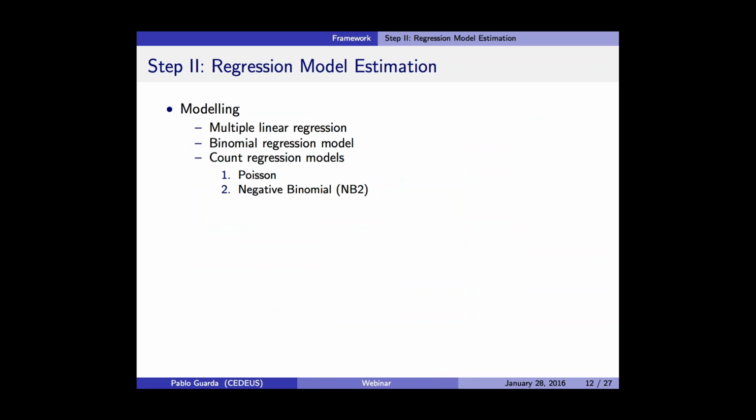So about the regression model estimation, we tried 3 families of regression models. The multiple linear regression model, which is the traditional approach, using the logarithm of the fare evasion rate as the dependent variable.